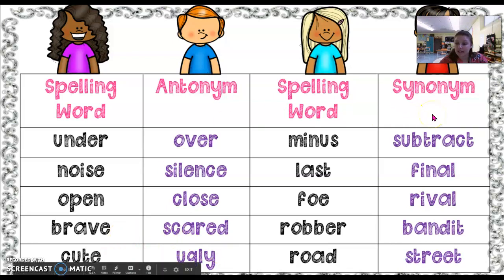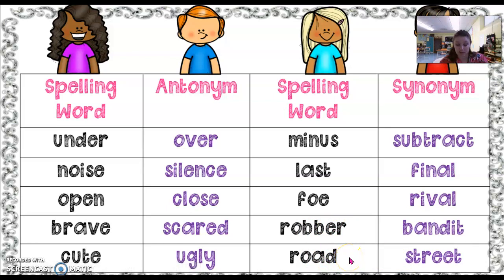Moving over to our synonyms, a word that means the same or almost the same. Our synonym is subtract, so our spelling word is minus. Notice those both mean about the same thing. Our synonym is final, and our spelling word is last. Our synonym is rival, and our spelling word is foe. I will say the synonym bandit, and it's your job to write the spelling word robber. Those both mean almost the same thing. And then our synonym is street, and you will write the spelling word, which is road.